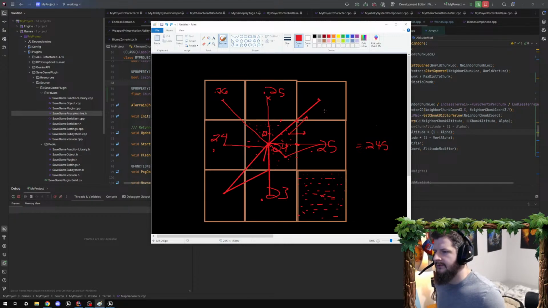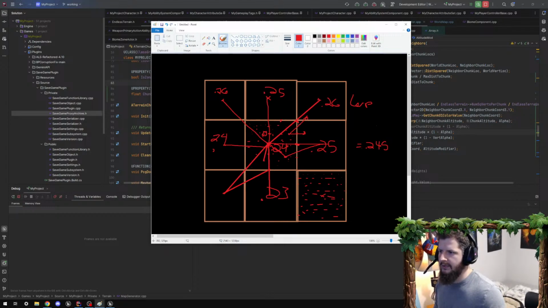So what I can either do is, and these are kind of the same thing, I can do a lerp between, what do I want to call this? 0.26? Sure. That's the altitude of this chunk. So I can either do a lerp between the altitude of this chunk and the altitude of that chunk, and if I have a point here right in the middle, that would be 0.25. That's what I would get if I lerped that.